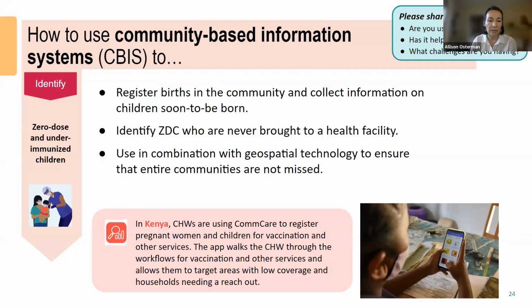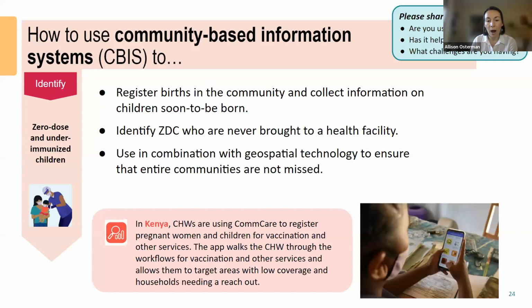So the first one here, for example, they can be used to register births in the community, or as mentioned in the Kenya example at the bottom of the slide, they can be used to register pregnant women and their children for vaccination services. This is a functionality that can be really helpful. It allows CHWs to know how many children in the community will be eligible for vaccination before those children are even born.